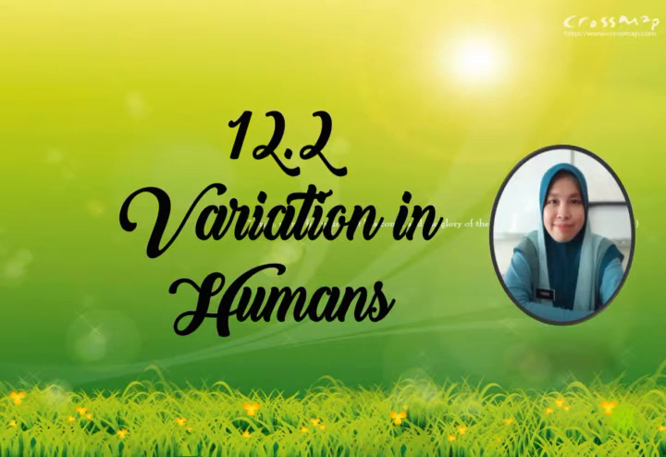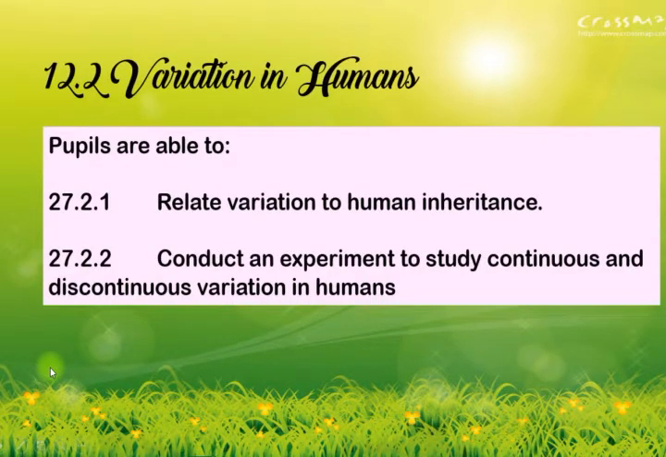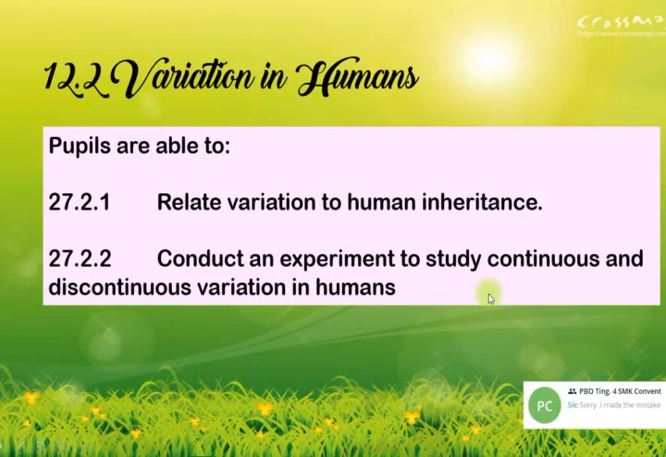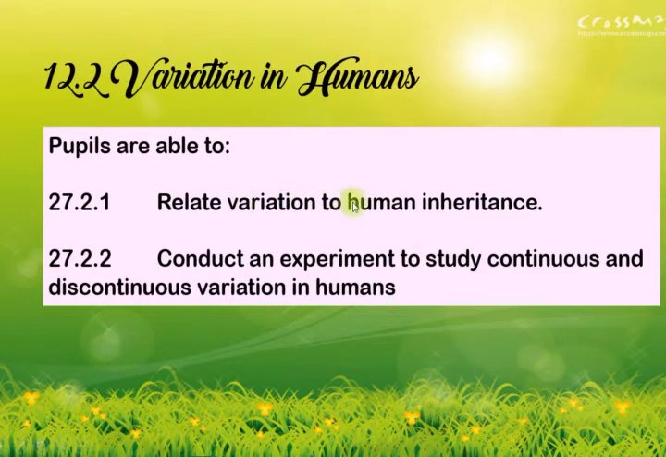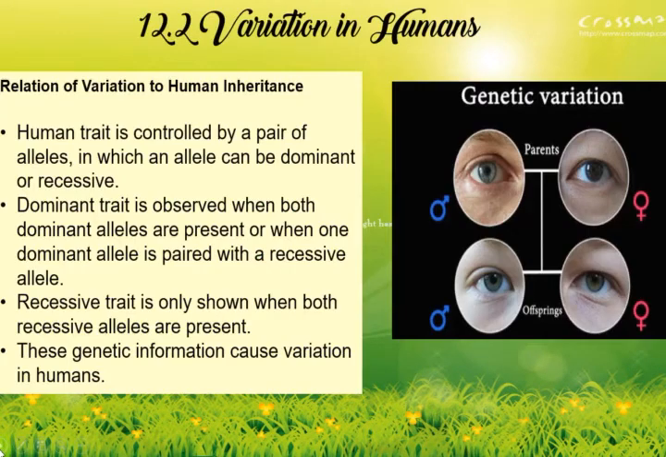So let's continue our discussion on 12.2, variation in humans, the second subtopic in Chapter 12, Variation. Let's take a look at the learning standards that you have to cover for today. Number one, you are able to relate variation to human inheritance. Number two, conduct an experiment to study continuous and discontinuous variation in humans. Those are the learning standards for today.